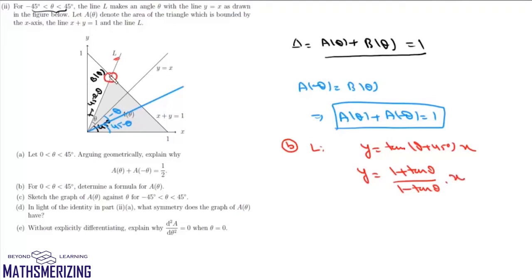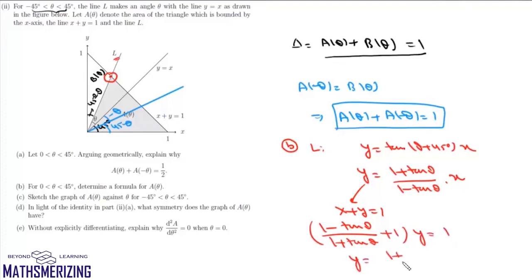We'll find the y coordinate of the point of intersection of these two lines. So this other line is x plus y equals 1. We'll put the value of x, we'll write (1 minus tan theta) upon (1 plus tan theta) plus 1 into y, and it is equal to 1. So from here we'll get the value of y as (1 plus tan theta) upon 2. So this height is (1 plus tan theta) upon 2.